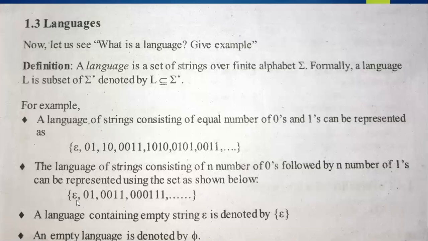Just observe this example. Epsilon, yes, this is the basic string we can generate from any alphabet. That is what we call the empty string. So 0 1, yes, it is possible. 00 11: we have n zeros followed by n ones, so n should be equal. 2 zeros, 2 ones will follow. 3 zeros, 3 ones will follow. Then a language consisting of the empty string epsilon is denoted by epsilon within braces. An empty language is denoted by null. So this is what a language is.